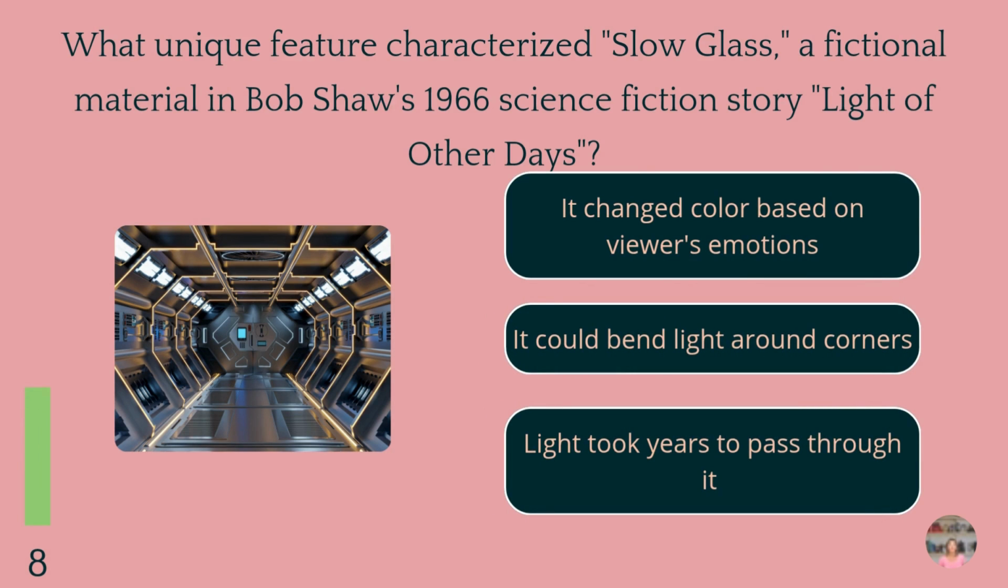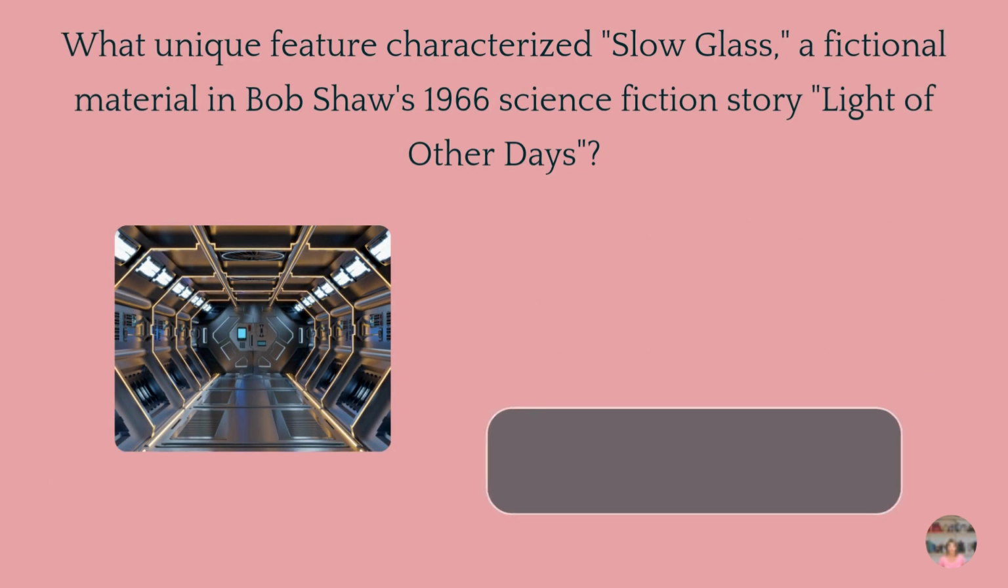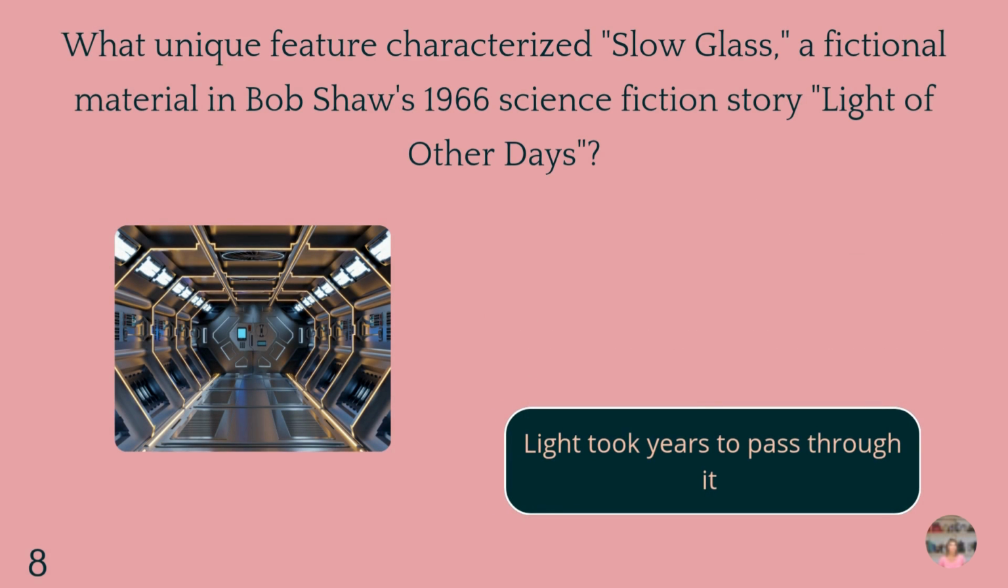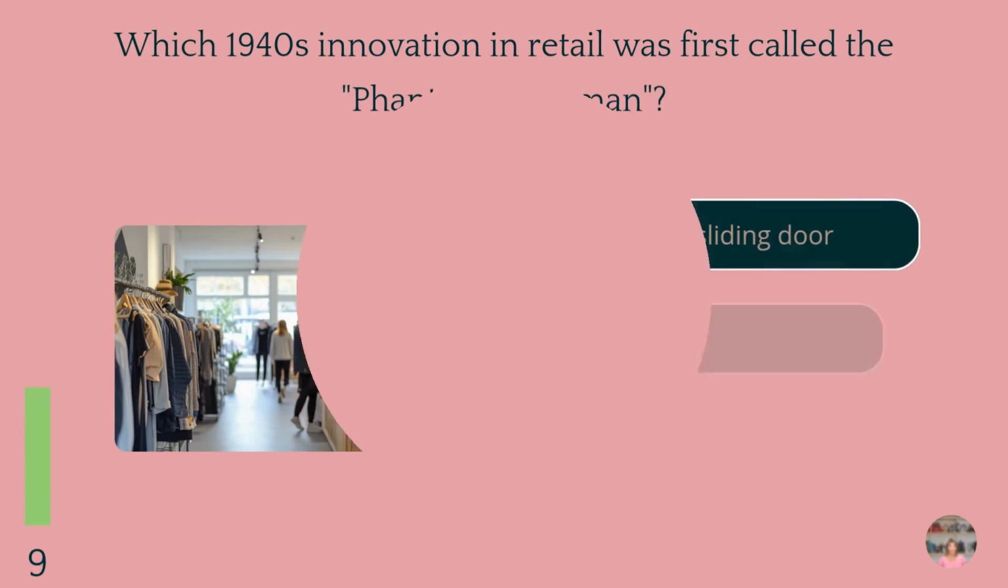What unique feature characterized Slow Glass, a fictional material in Bob Shaw's 1966 science fiction story, Light of Other Days? It changed color, it could bend light around corners, or light took years to pass through it? Light took years to pass through it.